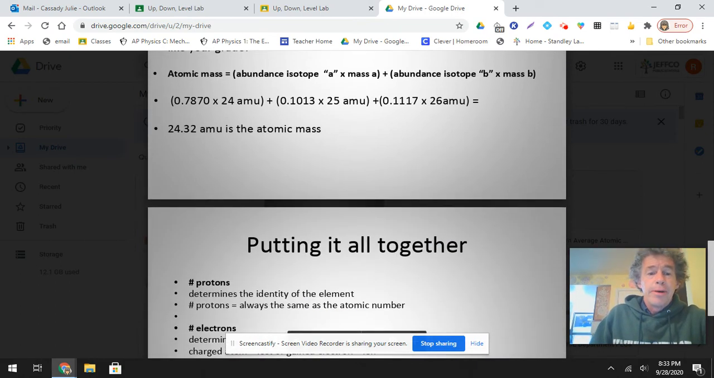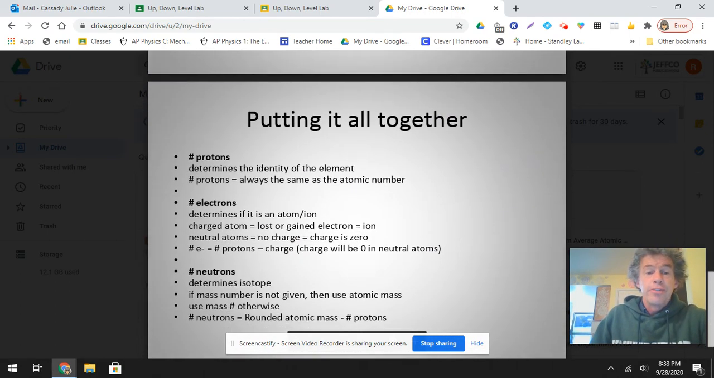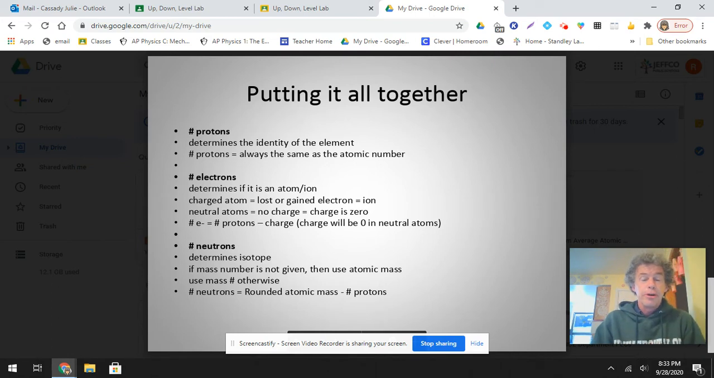Now, to wrap up what we've talked about over the last couple of days: the subatomic particles that make up atoms include protons, electrons, and neutrons. Protons define what an element is, the identity of the element, and the number of protons is the same as the atomic number for that element.